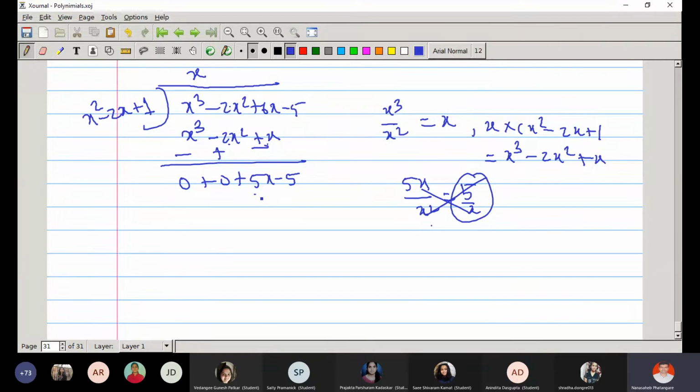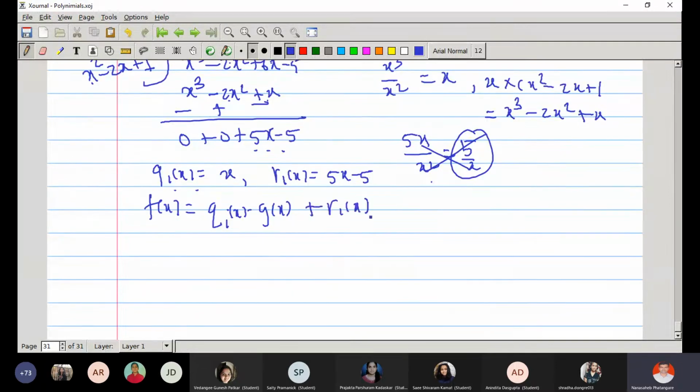So here q1(x) is x and r1(x) in the first step is 5x minus 5. And you observe that degree of r1(x) is less than degree of g(x). Here we have to stop, right? We cannot divide further. So this is the first step. What is the next step in the division Euclidean algorithm?